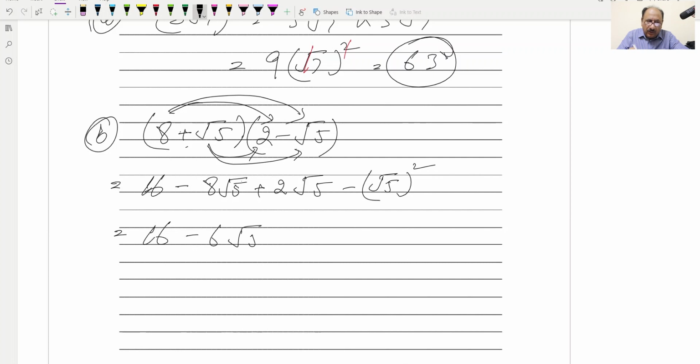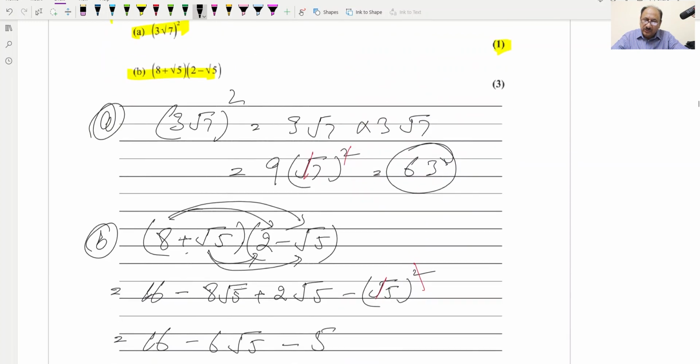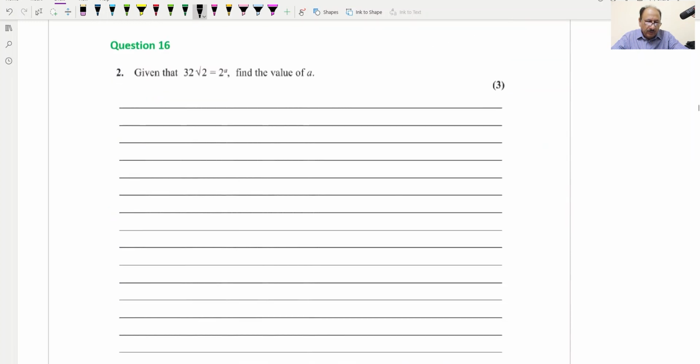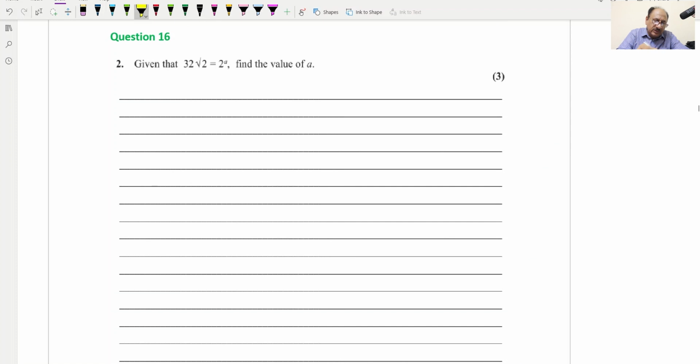under root 5, and the square and root will be cancelled, and we will be getting 5 over here, and 16 minus 5 will be 11. So this will be 11 minus 6 under root 5, and this will be our final answer for this 3 marks question. Now this is question number 16 of the flow, and question number 2 of the past paper.